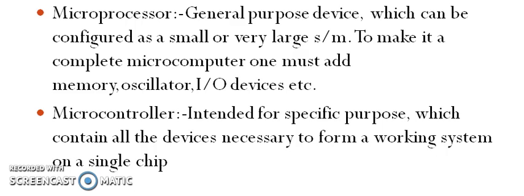What's a microprocessor? It's a general purpose device which can be configured as a small or very large system. To make it a complete microcomputer, one must add memory, oscillator, input-output devices, etc. Next, what's a microcontroller? It is intended for a specific purpose, and contains all the devices necessary to form a working system on a single chip.